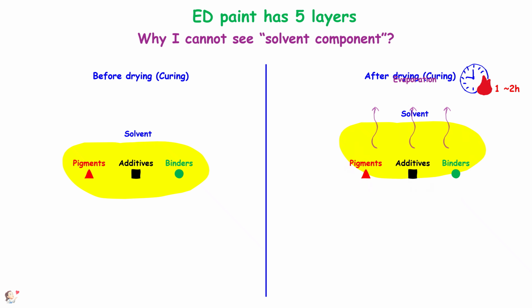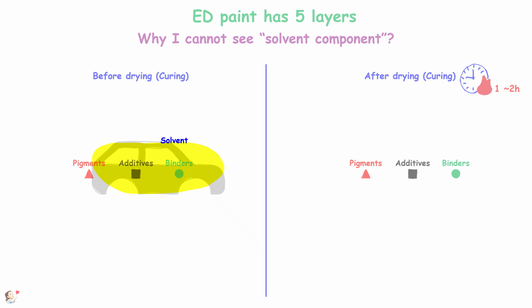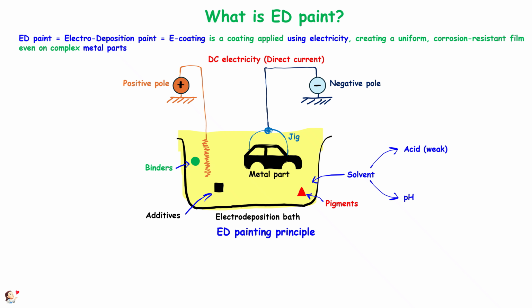Therefore, after curing, only 3 components remain on the metal surface, forming a polymer paint layer. So the knowledge I just shared is about the distribution of the paint components after curing, which is why the solvent component is no longer visible. Now, let's return to the ED painting principle.